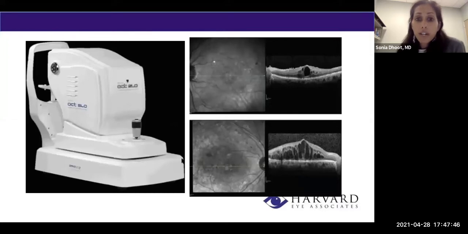So this is a picture of the OCT machine and some of the images it generates. Both of these patients have macular edema. The patient at the bottom here, as you can see, the macula is more swollen than the one above. So although they probably both have complaints of blurry vision, the patient down below is probably much more severely impacted in their vision because their edema is much more.